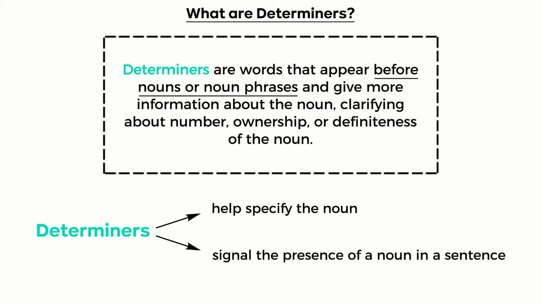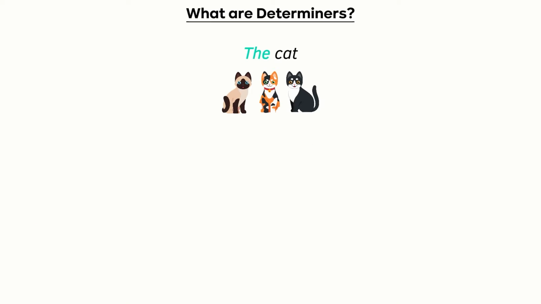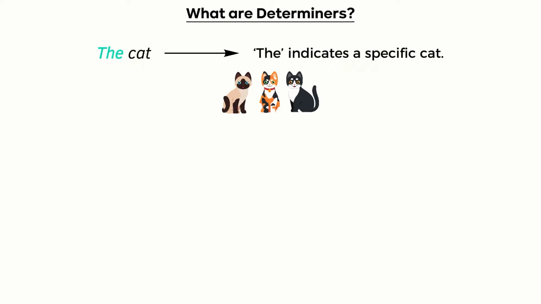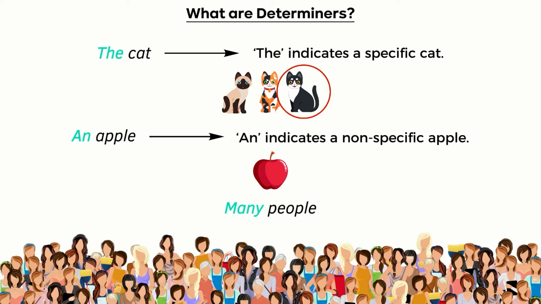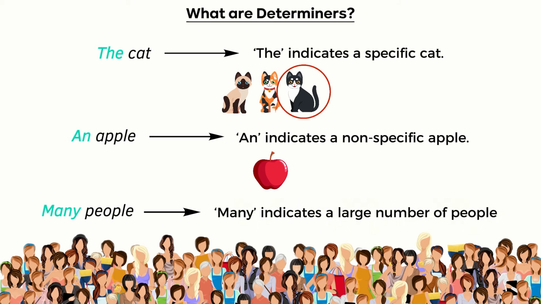For example, the cat. The indicates a specific cat. An apple. An indicates a non-specific apple. Many people. Many indicates a large number of people.